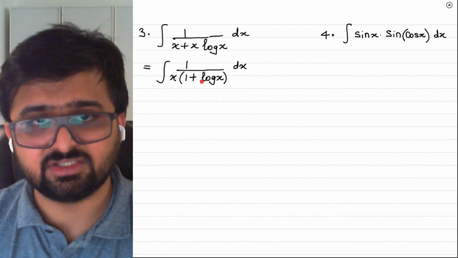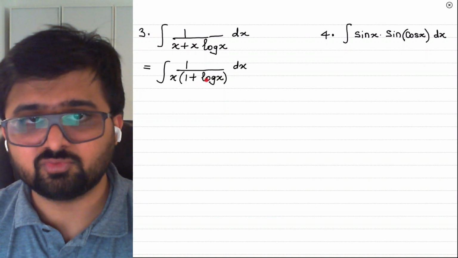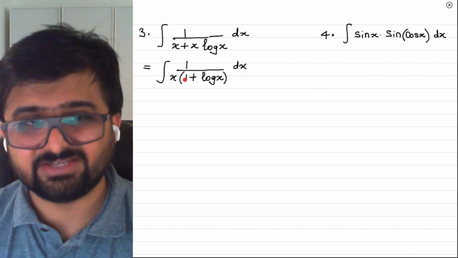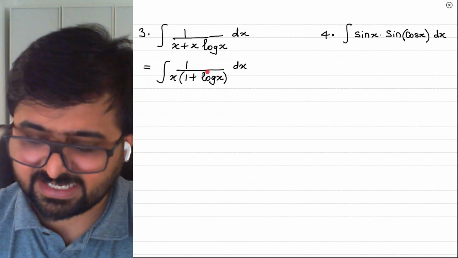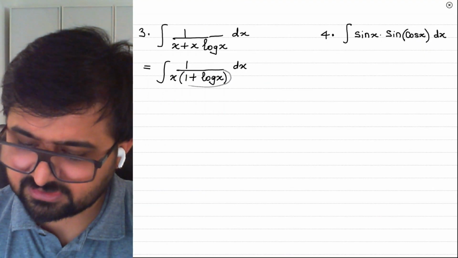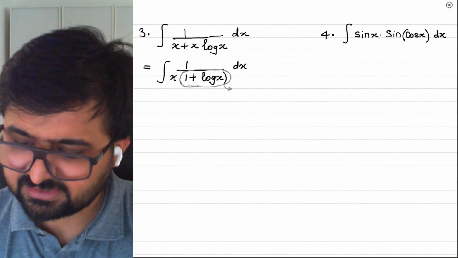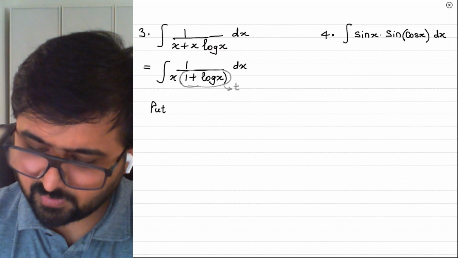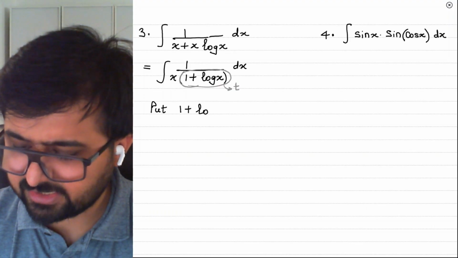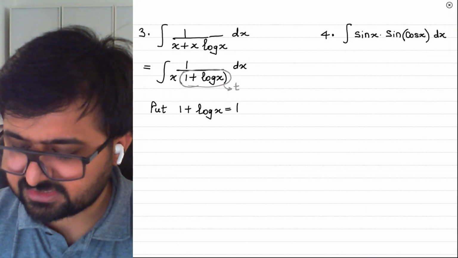Either way works. You can either put log x equal to t or 1 plus log x equal to t, because the derivative of 1 is anyway 0. So let's actually put 1 plus log x as t.